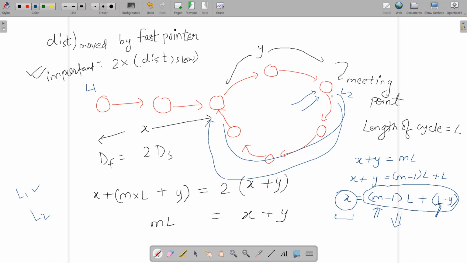And if we start L2 at the meeting point, and each time move in the forward direction, as per the direction of the arrows of the linked list, then L2 will meet L1 exactly at the start of this linked list cycle. So this gives us the idea that we will start two pointers, L1 at the head of the linked list and L2 at the meeting point, and each time we move each pointer one step forward with the same speed, and whenever they meet, they will always meet at the start of this linked list cycle.